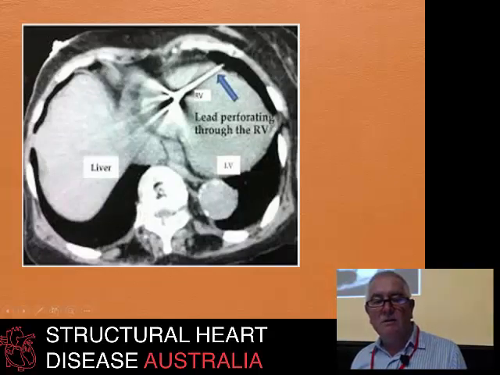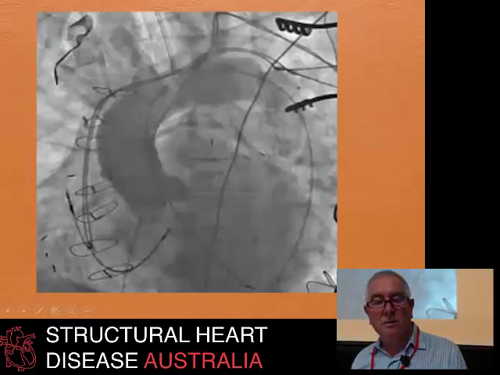Perforation of a lead through the right ventricle, completely asymptomatic. As you can imagine, when you pull that lead out, you're going to be left with a nice hole in the right ventricle, and that's probably going to lead to a tamponade. So it's nice to know about this before the operation.